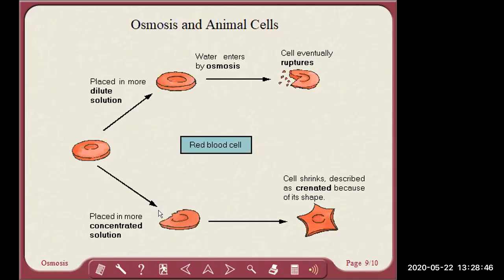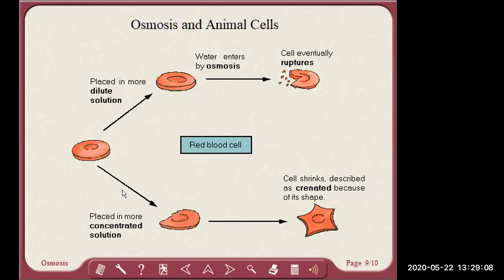In this case, it's placed in a concentrated solution. So this is a very sweet, syrupy kind of sugar and water. And then after a while here, this is what will happen to the cell. The cell will become shrunken. Okay, so we see some difference here between the plant cell and the animal cell.